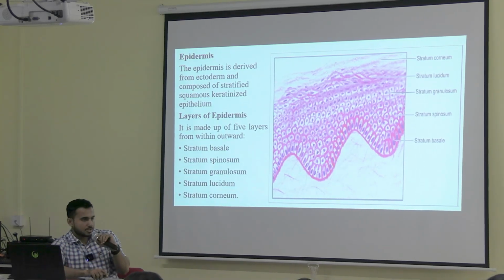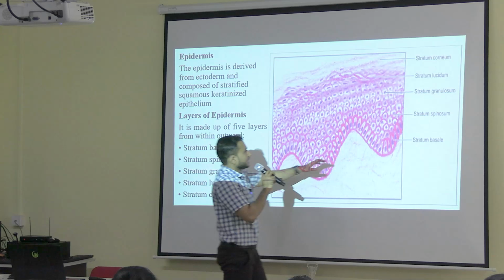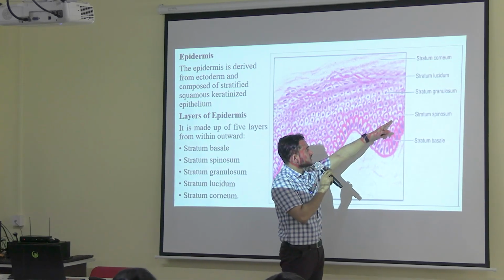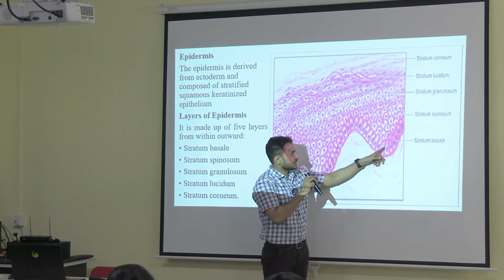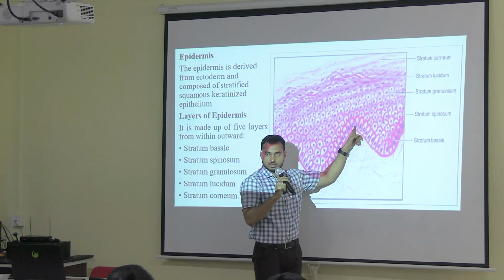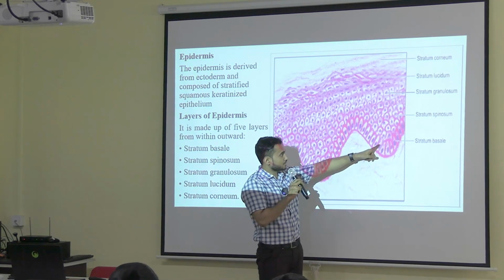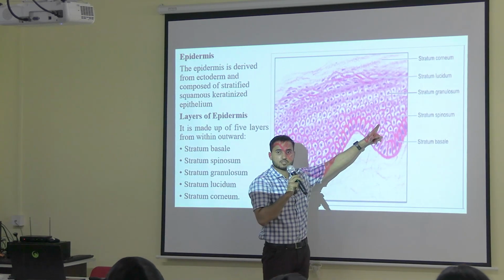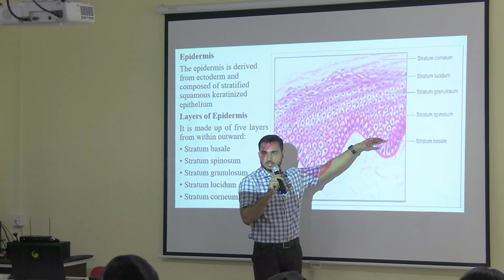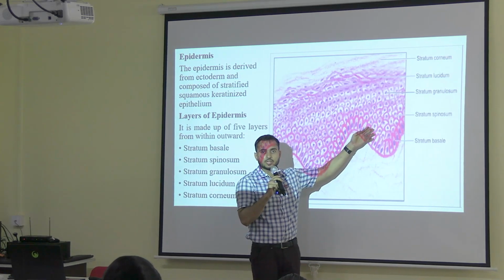Okay, so you have to understand one thing. This particular layer, stratum spinosum, is not a single layer. Stratum basale is a single layer of cells. Only one layer of cells is there in the case of stratum basale. But in the case of stratum spinosum, multiple layers of cells are present. Okay, it is multiple layers.